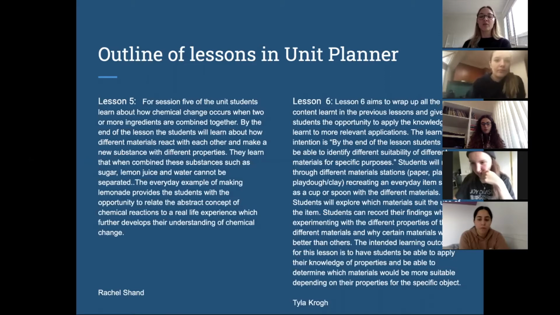Students will explore which materials suit the use of the item. Students can record their findings when experimenting with the different properties of the different materials and why certain materials were better than others. The intended learning outcome for this lesson is to have students be able to apply their knowledge of properties and be able to determine which materials would be more suitable depending on their properties for the specific object.